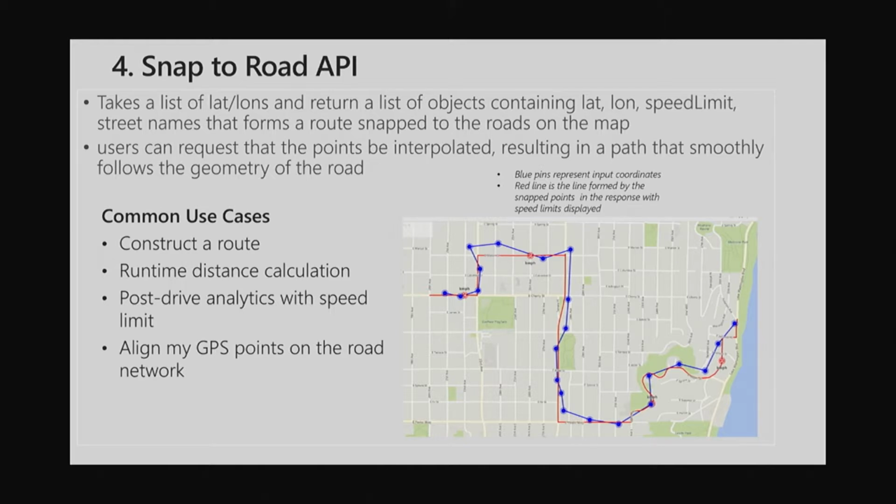But another very important feature is when we return the route, we return attributes about that road network. And one of the most important is we return the posted speed limit. And a lot of companies will use this for post-drive analytics, where for insurance purposes, they have to know, okay, my driver, I could tell from GPS, he was going 65 miles an hour, but what was the posted speed limit there? Was it 55 or was it 70? Was he in compliance or not? This API will return that information.